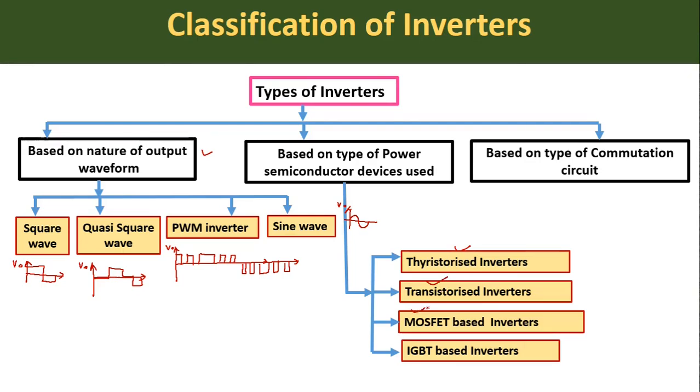Third one is MOSFET based inverters. In MOSFET based inverters, we use power MOSFETs as switches. And last one is IGBT based inverters. In the IGBT inverters, we use IGBTs as switches.